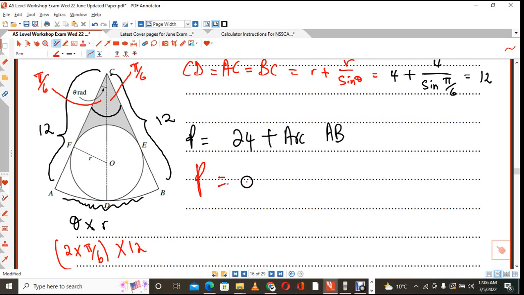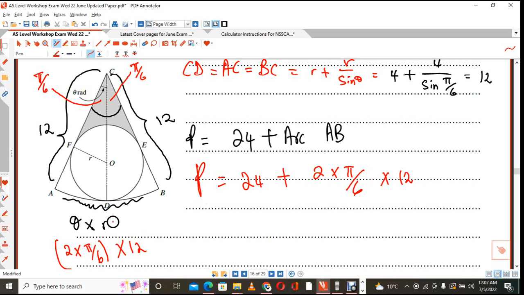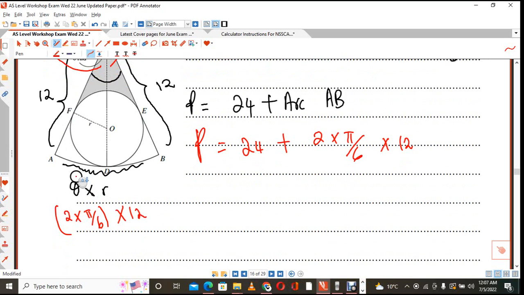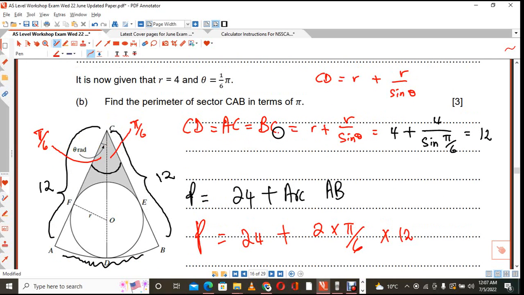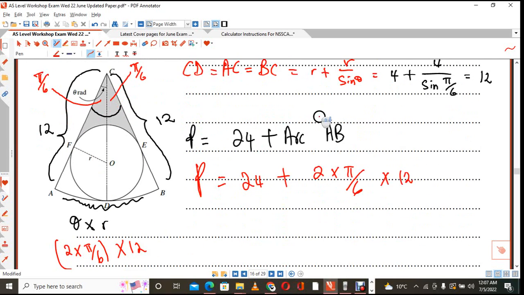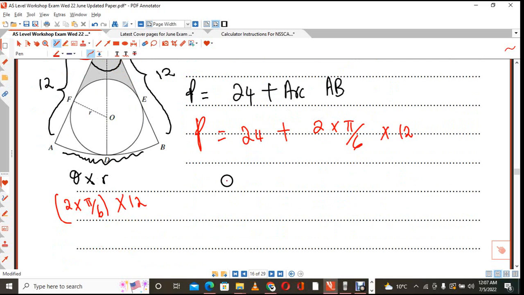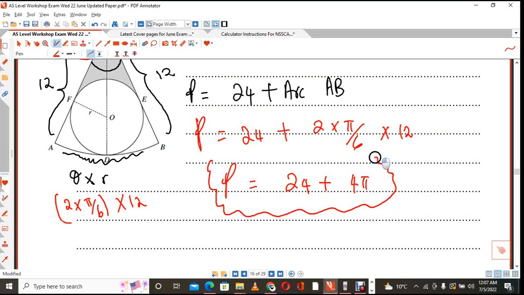So the perimeter will therefore be 24 plus 2 times pi over 6 times 12. They wanted the perimeter in terms of pi, so your answer must be given in terms of pi. I can clean it up: it's 24 plus 12, 6 goes in there, 2 times 2 is 4. So the perimeter is 24 plus 4 pi.